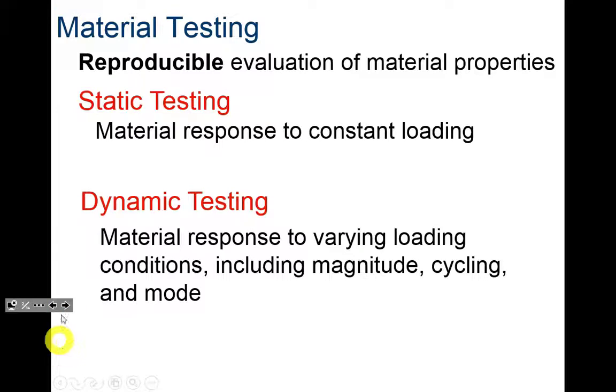Okay, material testing. Let's get down these two definitions, static testing and dynamic testing. Basically, as you can see, static testing is the response to constant loading, and that's what our tester is going to be doing. Dynamic testing, just like it says, this first sentence is perfect. Material response to varying loading, cycling, like pulling and releasing, or pushing and releasing. Ours is just going to be static testing.